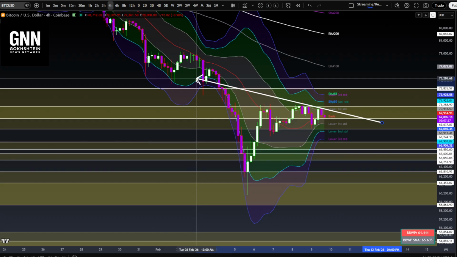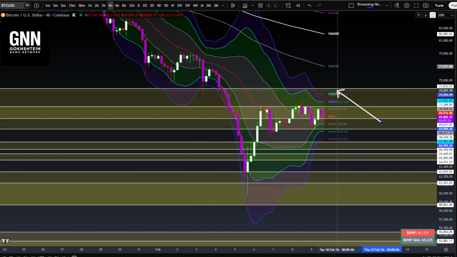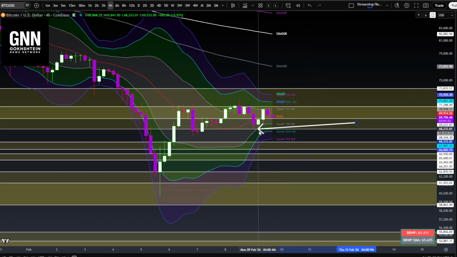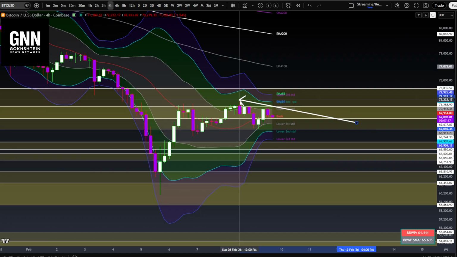That's where I'd be looking for expansion into pretty heavy resistance. Can it rally above there? Absolutely. If it starts to break above 72.2, look up towards that 73.5 to 74 and above to 75.